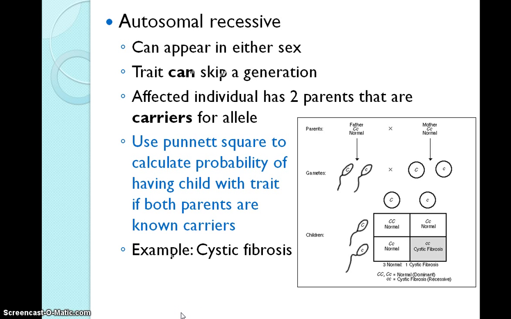So in our Punnett square shown here, we have two parents that are both carriers. The father is big C, little c. He's normal, but he is carrying one recessive allele. The mother is big C, little c. She is normal, but she is carrying one recessive allele. If you look at their Punnett square, you would see that 3 out of the 4 children would be normal, and 1 out of the 4 children would be homozygous recessive for cystic fibrosis. So their children would have a 1 in 4 chance of having cystic fibrosis.